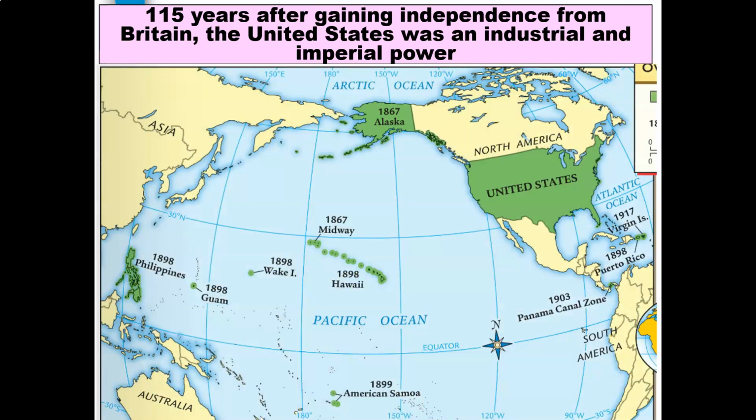And here we have more territories that were gained by the United States within 115 years after gaining independence. For example, in 1867, the U.S. acquired Alaska, and the same year the U.S. acquired Midway. You also see that in 1898, Hawaii was acquired. Also in 1898, Wake Island was acquired. Also in 1898, Guam was acquired, as well as the Philippines and other territories. Let's move on. But how did this happen?